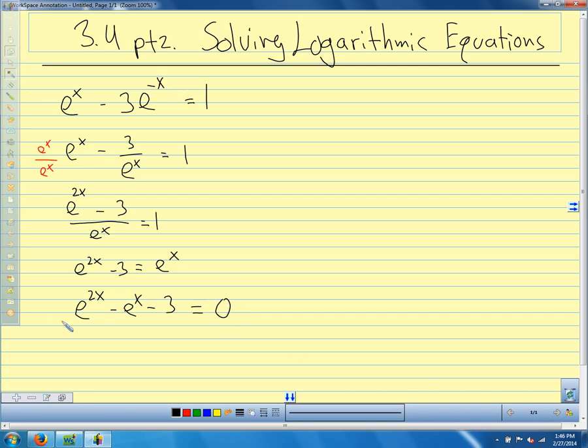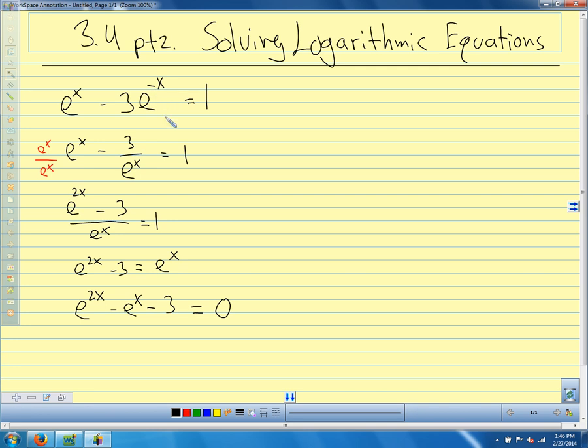And then to solve this one, what do we do? We could factor if it will factor, otherwise we'd have to use the quadratic formula here to solve for e to the x. But this is in a form that we know how to deal with. So I wanted to show you this because this combination with e to the x and e to the minus x comes up pretty frequently.